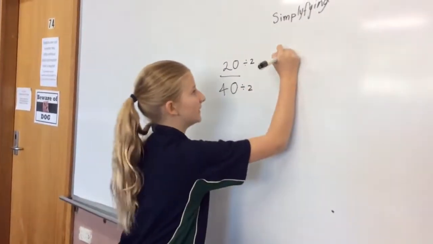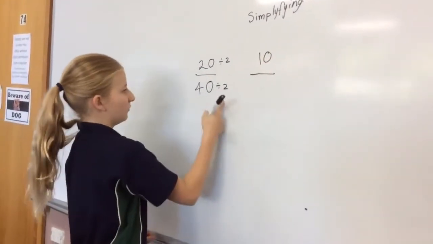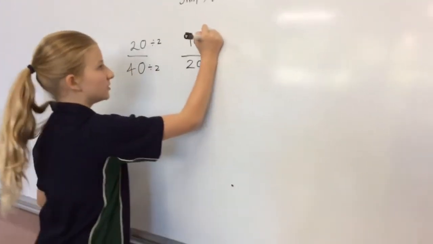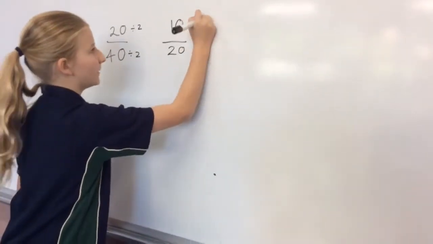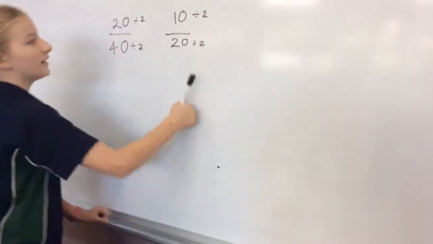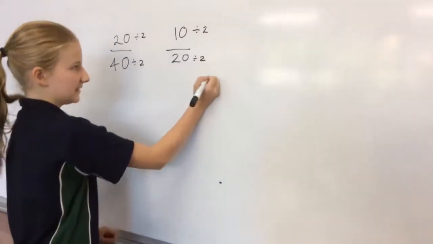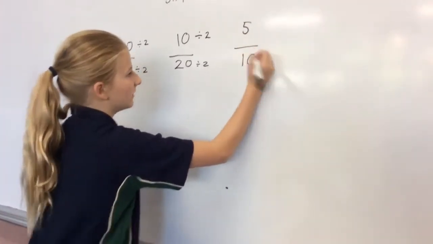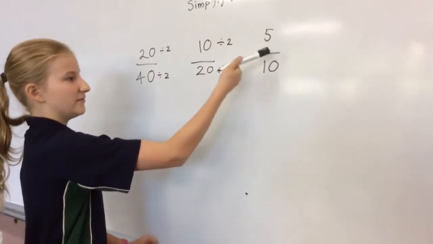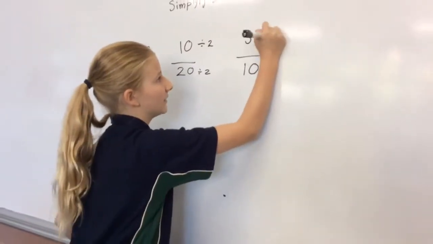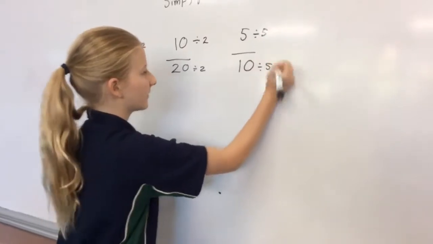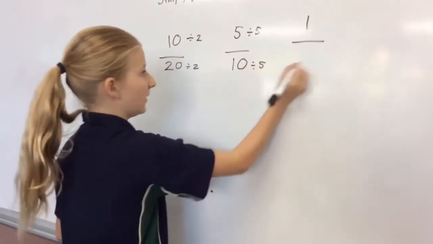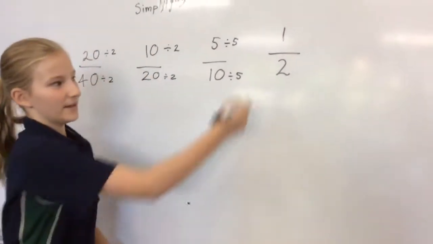So 20 divided by 2 is 10. So 20 in half, and 40 in half is 20. Now we can go more than that, can't we? So we can do 10 divided by 2 and 20 divided by 2. You don't have to keep doing 2, there are other quicker ways, but this is just an example. So 10 divided by 2 is 5, and 20 divided by 2 is 10. Now, because 5 is an odd number, 2 doesn't go into 5, so let's do 5, because it goes into both. So 5 divided by 5 is 1, and 10 divided by 5 is 2. There we have it, 1/2.